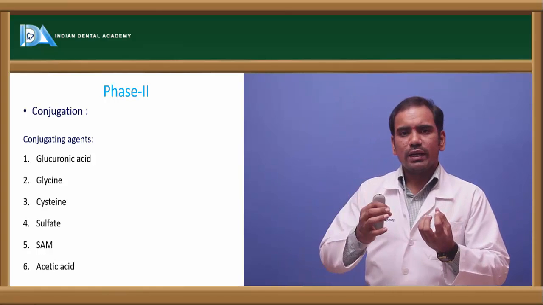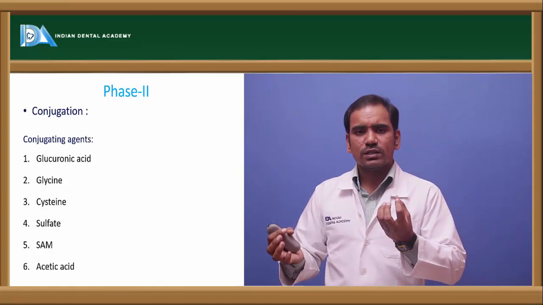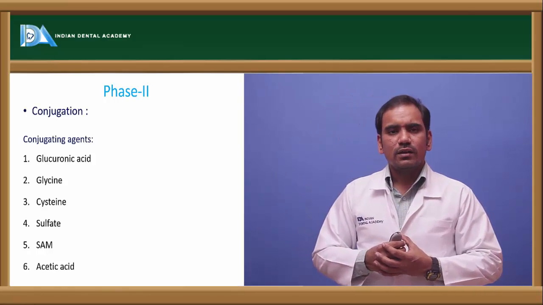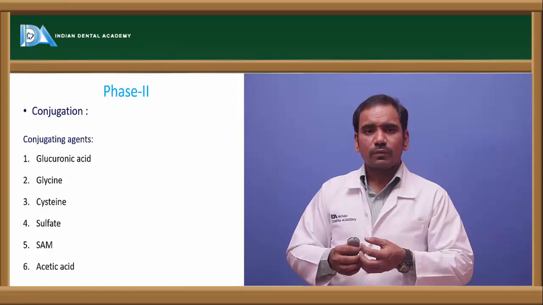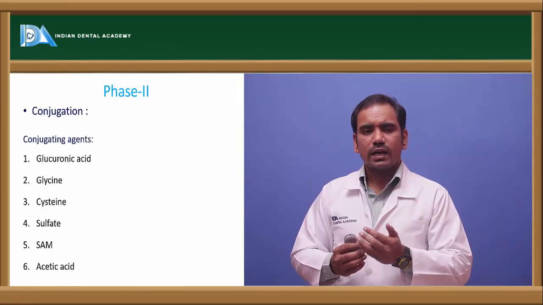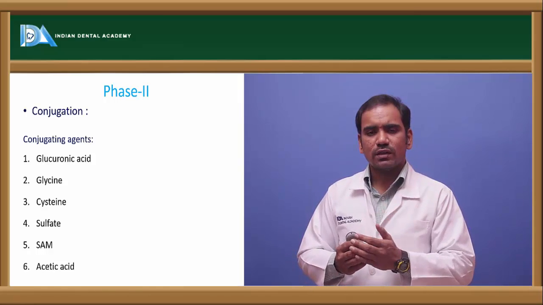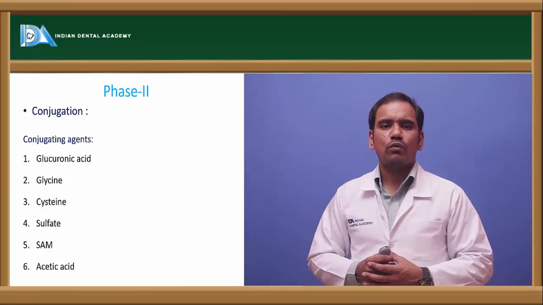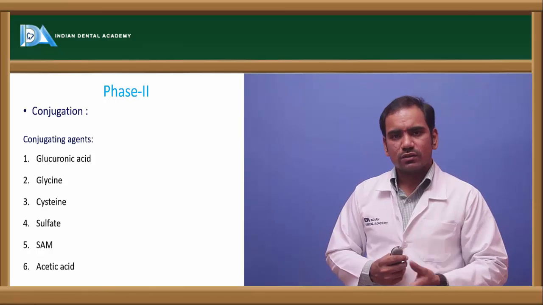The molecule which is involved in the conjugation we call the conjugating agent. This conjugation is the phase 2 reaction, and by this phase 2 reaction, conjugation, the toxic compound will be detoxified and converted into a more water soluble and less toxic form.